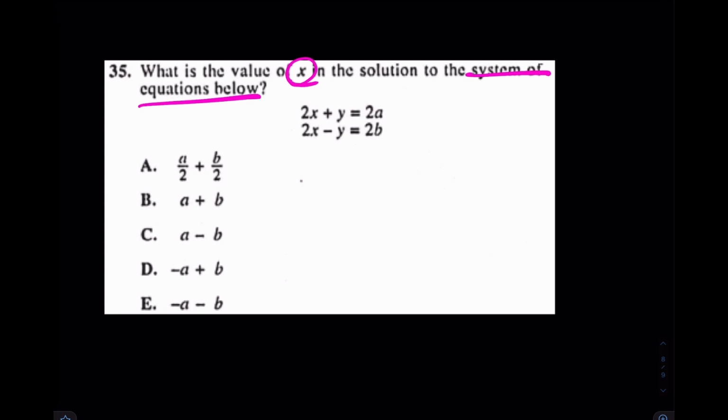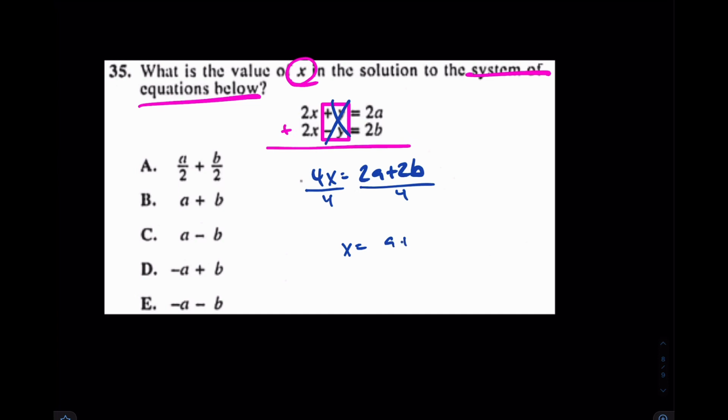So what I notice is that this is already so nicely lined up for you. Because if I just add straight down, what happens to those y's? They cancel, they eliminate. So I have 4x equals 2a plus 2b. Getting the x alone, I'm going to divide both sides by 4. I end up with x equals (a plus b) over 2. Really, canceling out a 2 from everything, the answer is A.